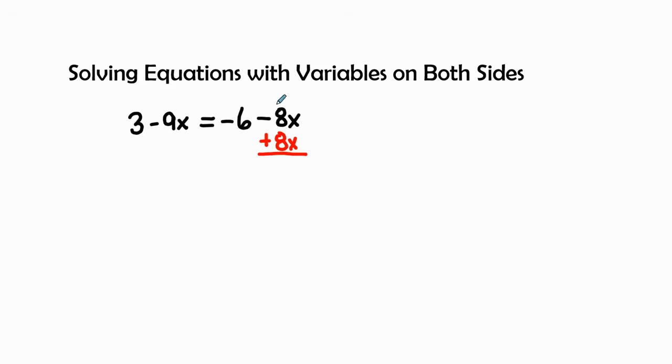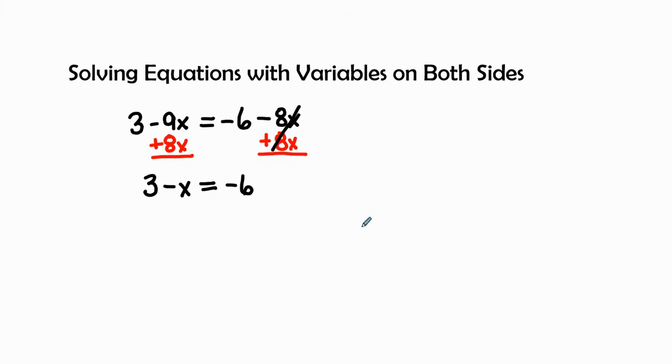Now, what we do on one side of the equation, we're going to do exactly the same on the other side of the equation to keep this equation balanced. So here we go. We're going to rewrite everything and simplify and combine. So we have 3, negative 9x plus 8x is a negative x, equals a negative 6, and then a negative 8x and a positive 8x gives me 0. So now I'm down to my next step.